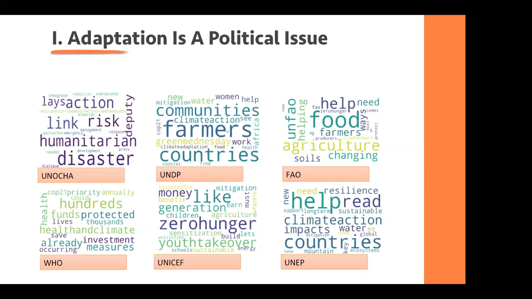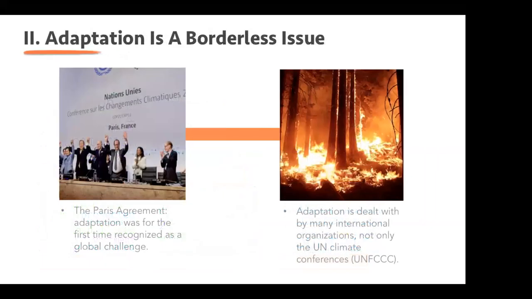Adaptation is political, in essence. It's about power relations, it's about inequalities, policy preferences, resource allocation, and administrative tensions. Second, adaptation is clearly a borderless issue. So examples of issues of transboundary scale related to adaptation are global warming, of course, climate-related disasters, river flood management, and all of these challenges make global and regional governance necessary.